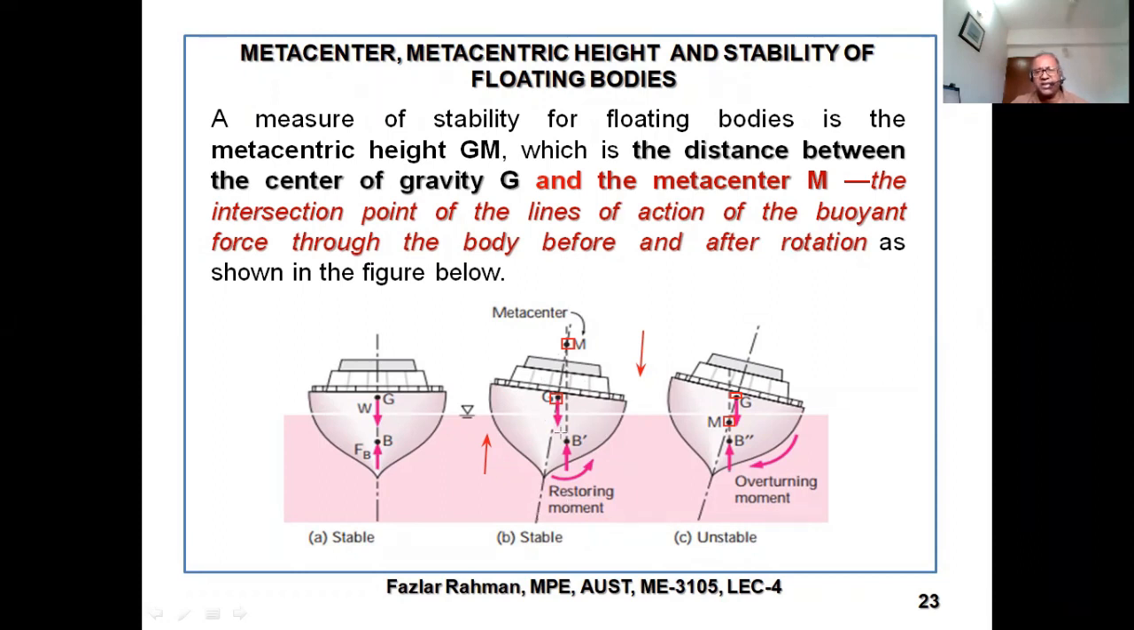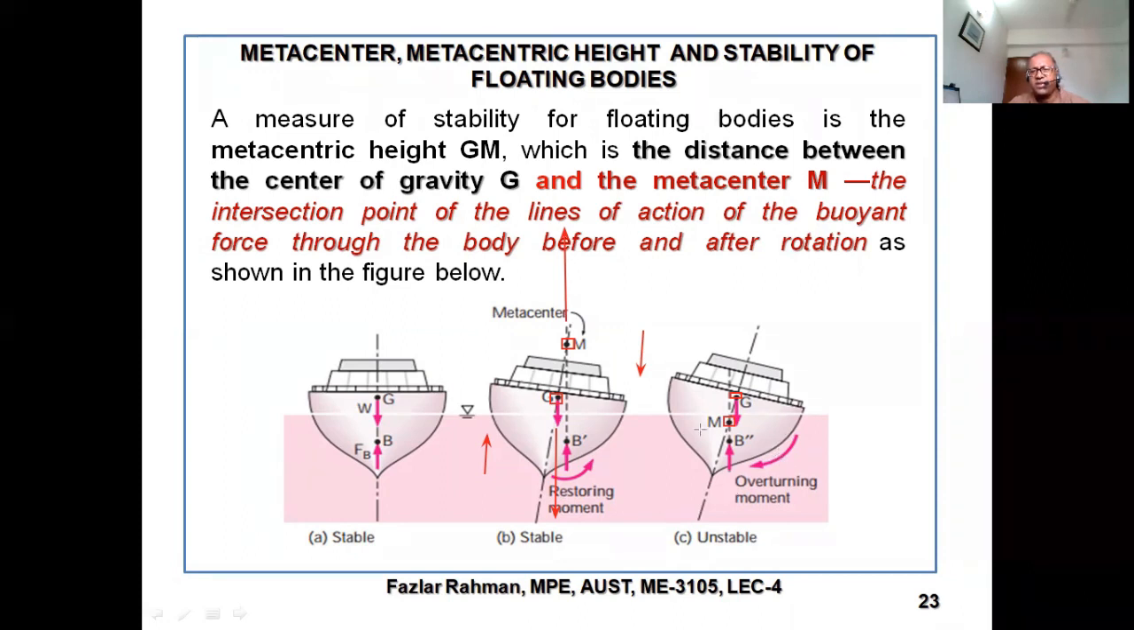So in this case, you see that G is working along the direction of the weight of the body, and the buoyant force is working upward through this point, and the weight is working through this point. So you'll get some moment to become stabilized again. That moment is called restoring moment. But right over here is an unstable body.